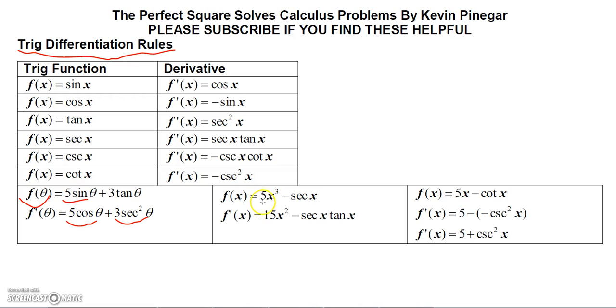And then the next one here, 5x cubed, the derivative of 5x cubed is simply 15x squared, and then minus secant x, so the derivative of secant x is just secant x tangent x, so that would be 15x squared minus secant x tangent x. And then the last one, I have 5x minus cotangent x, and so the derivative of 5x is just 5, and the derivative of cotangent x is minus cosecant squared x from up here in your table. And then so I have 5 minus, I have a double negative here, so that's going to change that to positive. So I'm going to get 5 plus cosecant squared x for the derivative.